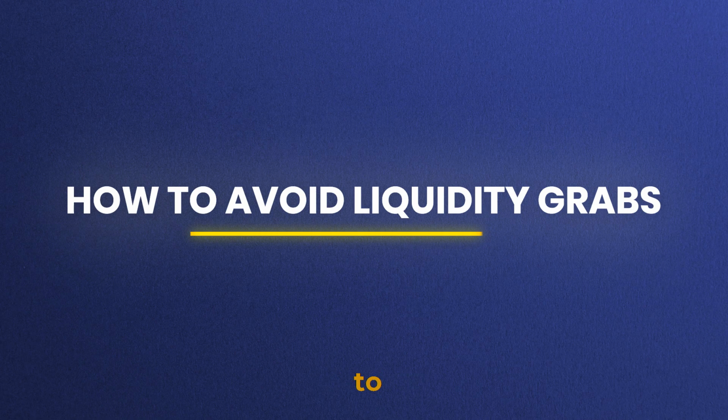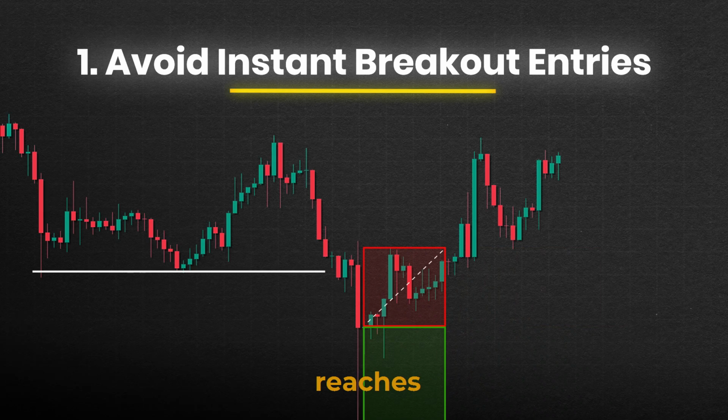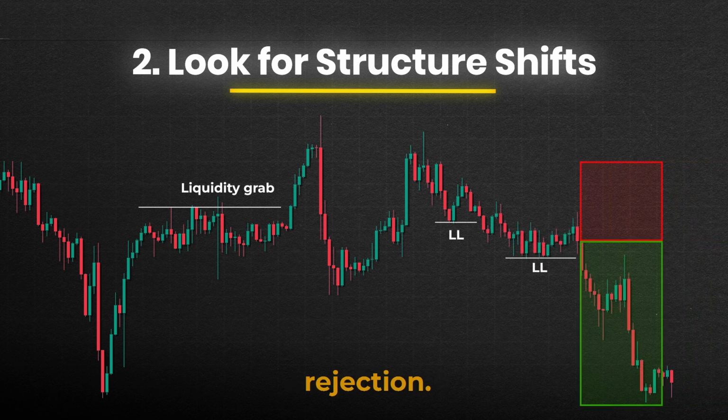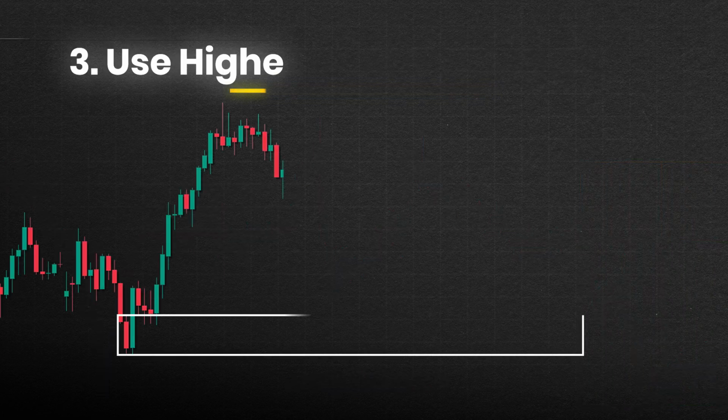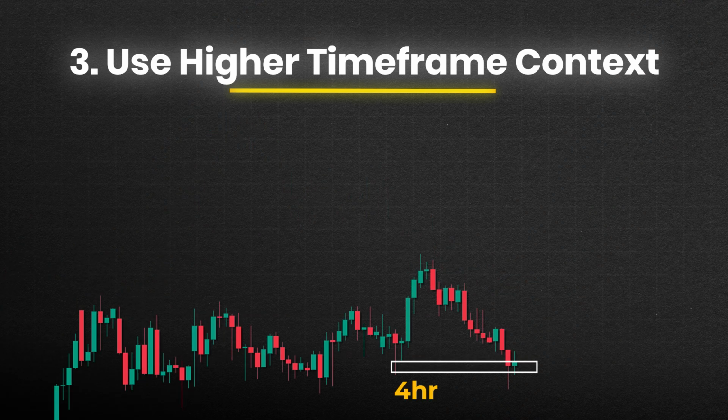Here are practical ways to protect yourself. 1. Avoid instant breakout entries. Wait for confirmation after price reaches key levels. 2. Look for structure shifts. After a sweep of highs or lows, wait for price to show acceptance or rejection. 3. Use higher time frame context. Liquidity taken against the larger trend often leads to continuation.